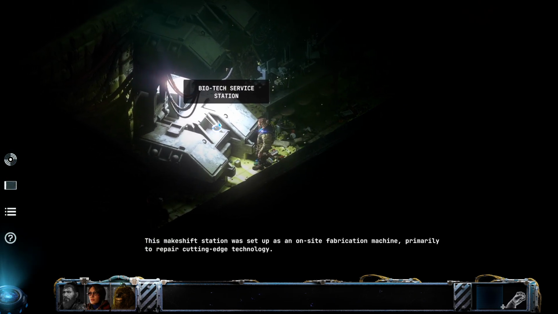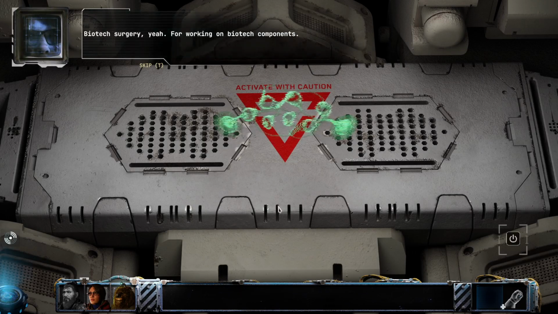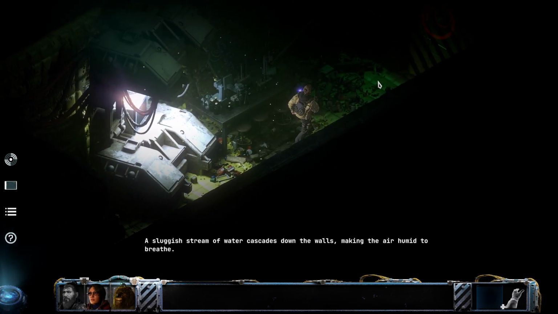Let's... Charlie, what is this? Surgical stuff? Biotech surgery, yeah. For working on biotech components. We don't really have anything that would seem to be appropriate. Well, I guess we'll just remember for later.